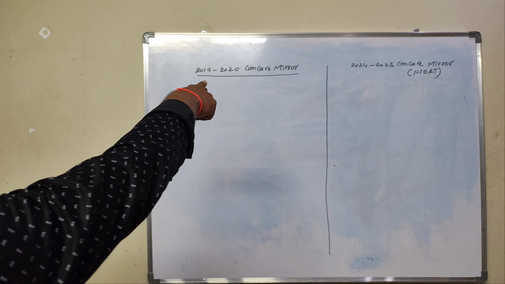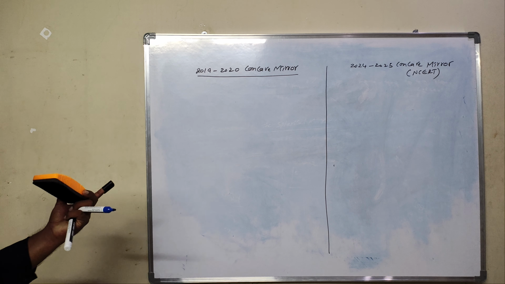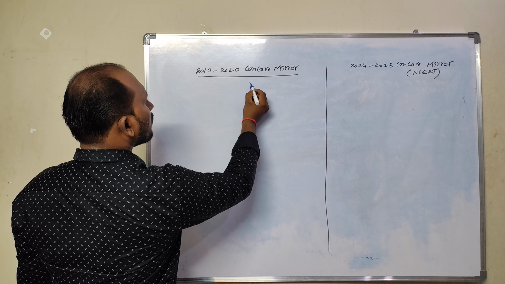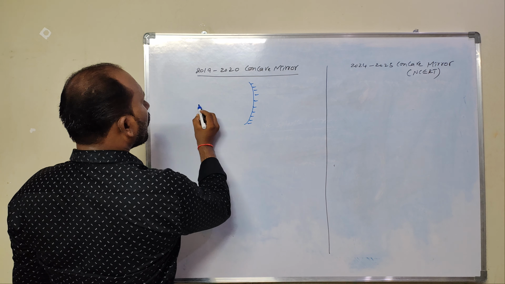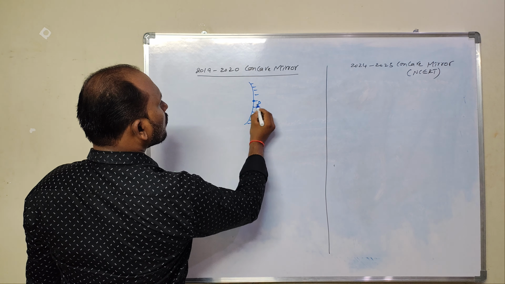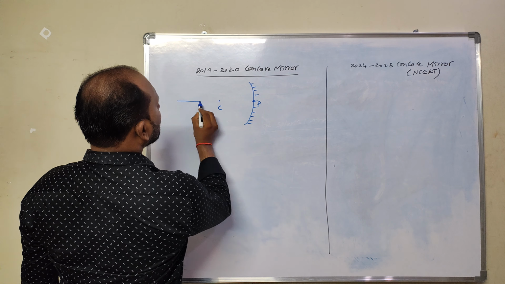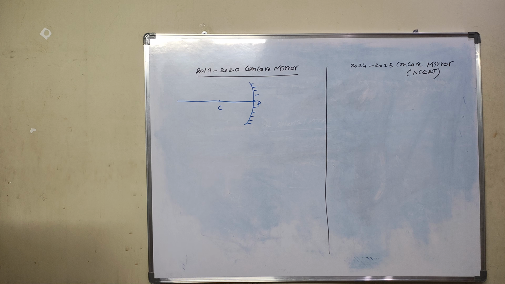One is the 2019-2020 concave mirror, and the other is the concave mirror of 2024-25. So let's see how we are getting 2019. In 2019, this is called pole. This is called center of curvature, and this is called principal axis.